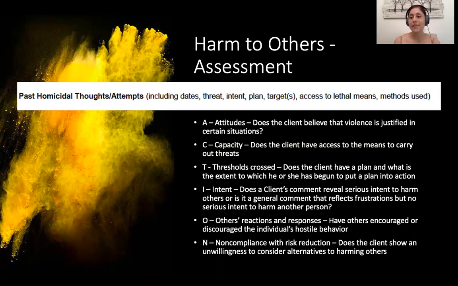I is intent. Does the client have a serious intent to harm others? This one's fairly clear. However, remember that with our Tarasoff duty, we are looking for imminent risk to physically harm another person. We're not including things like property damage when it comes to our duty. O is others' reactions. Have others encouraged or discouraged the hostile behavior? If others are encouraging it, this heightens the risk. And N is non-compliance. Is the client unwilling to consider alternatives to violence? Of course, non-compliance is a huge risk factor.